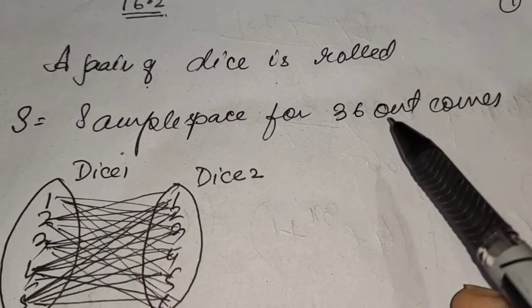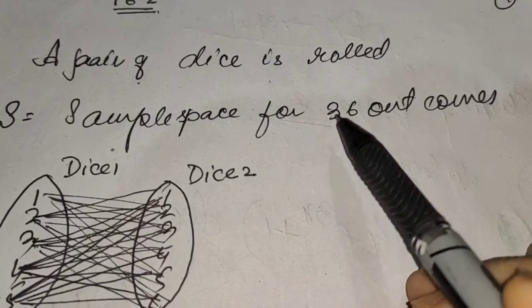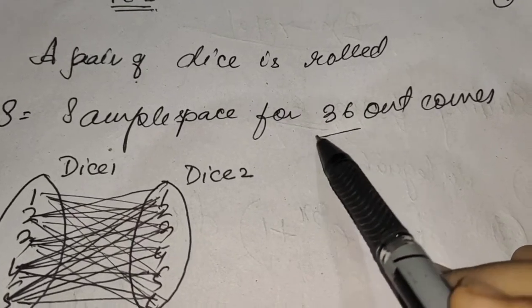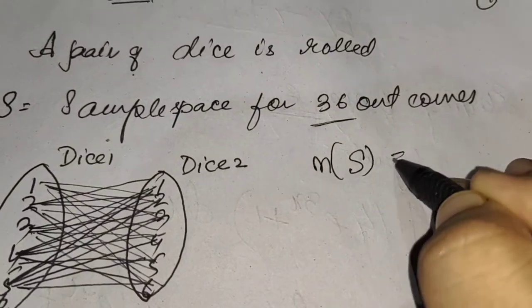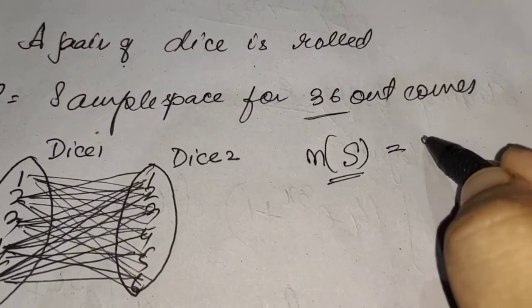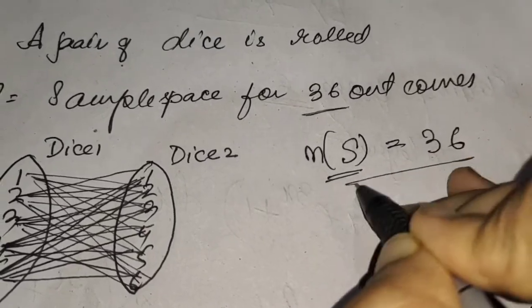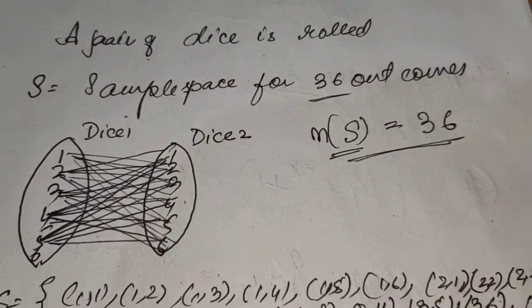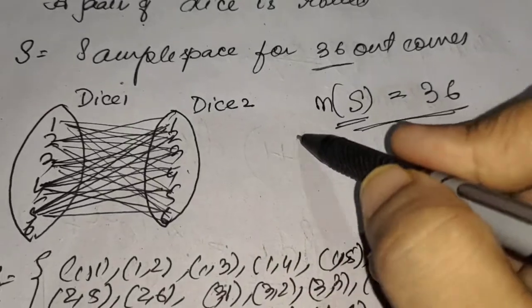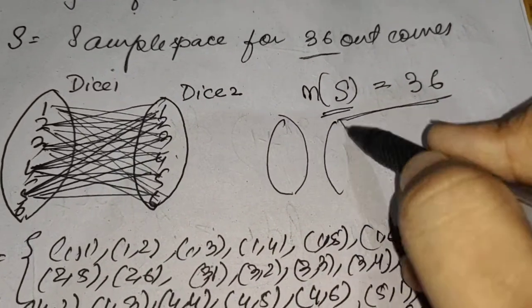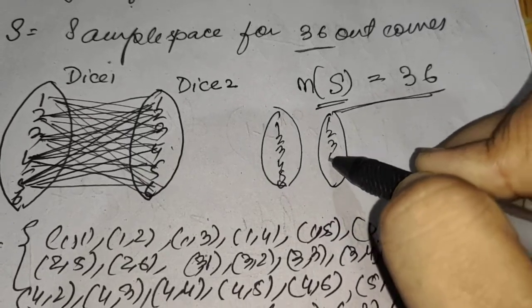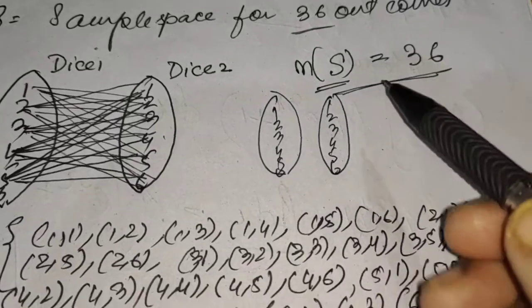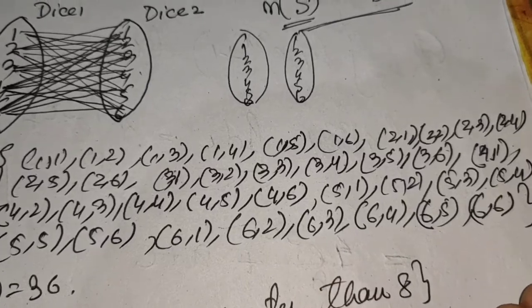The total number of sample space will be 36 outcomes. This total number of sample space is also known as the cardinal number of sample space, and we can write 36 for this also. Now this is dice 1 and this is dice 2. You can see in the same diagram, 1 2 3 4 5 and 6, 1 2 3 4 5 and 6. This is the easiest way to find out how many outcomes there will be.